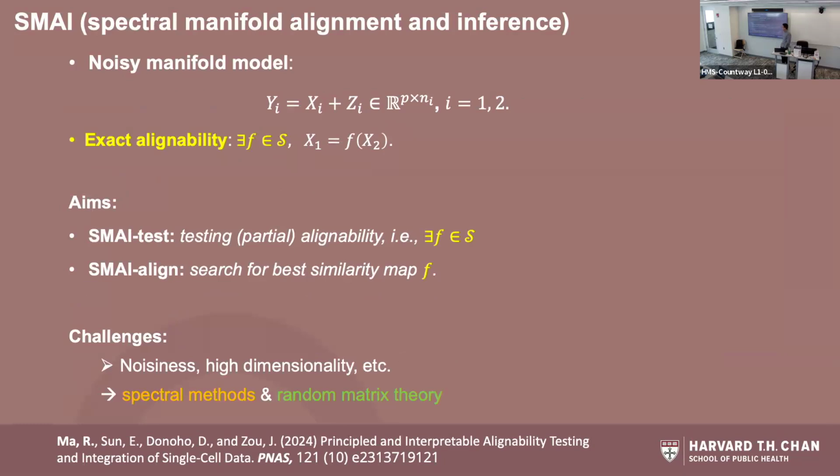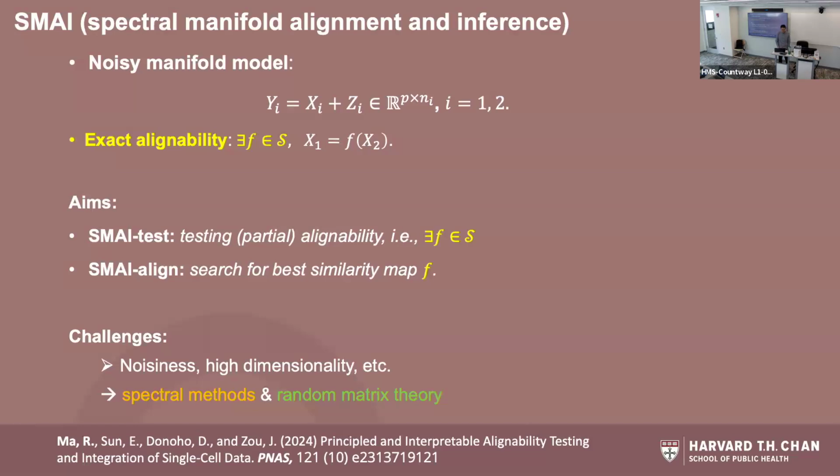Okay, so now once we have this type of formulation of the batch effect problem, we can aim for 2 tasks. The first task is a test, where we want to test whether 2 data sets are alignable. Under this framework, it essentially means whether there exists some transformation f within this similarity class, so that the low dimensional structure is alignable. The other task is how we can find the best similarity map f in this class so that they are aligned. And here we have several challenges.